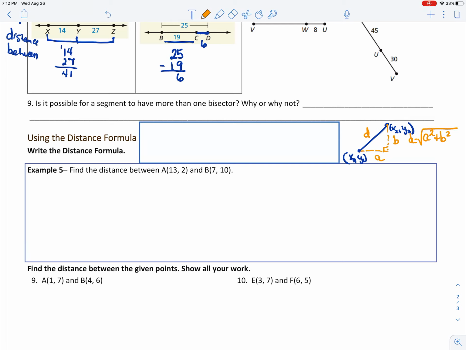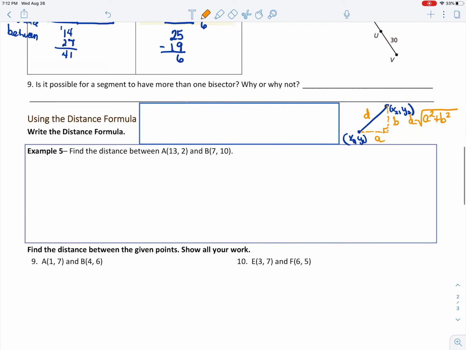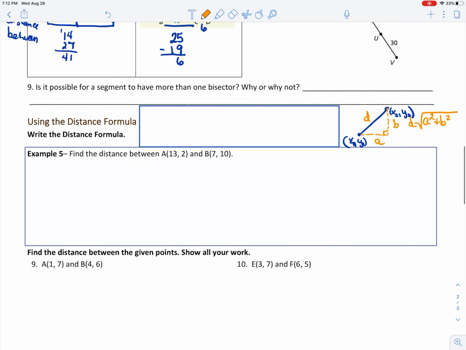So you can think of this as a Pythagorean theorem problem. Or you can say that I'm going to use the big distance formula for any x sub 1, y sub 1, and x sub 2, y sub 2. The distance is 1 big giant square root of x sub 2 minus x sub 1 squared plus y sub 2 minus y sub 1 squared.